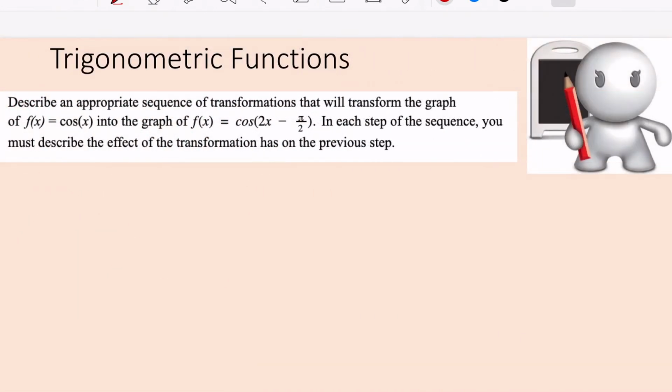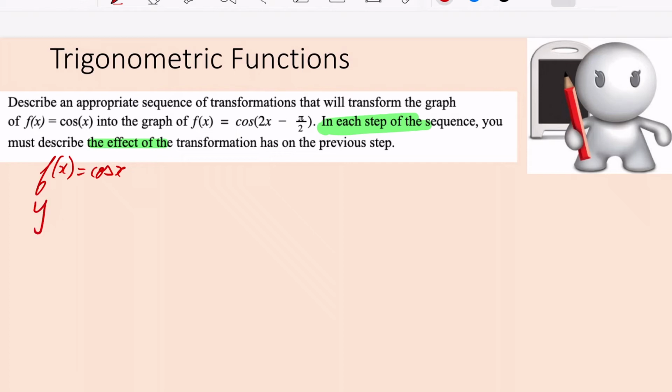Okay, so describe an appropriate sequence of transformation that will transform the graph of f of x equals cos of x into the graph of f of x equals cos of 2x minus pi on 2. In each step, you must describe the effect. Okay, so let's start, guys. So I've got f of x equals cos of x. That's what I've been given.